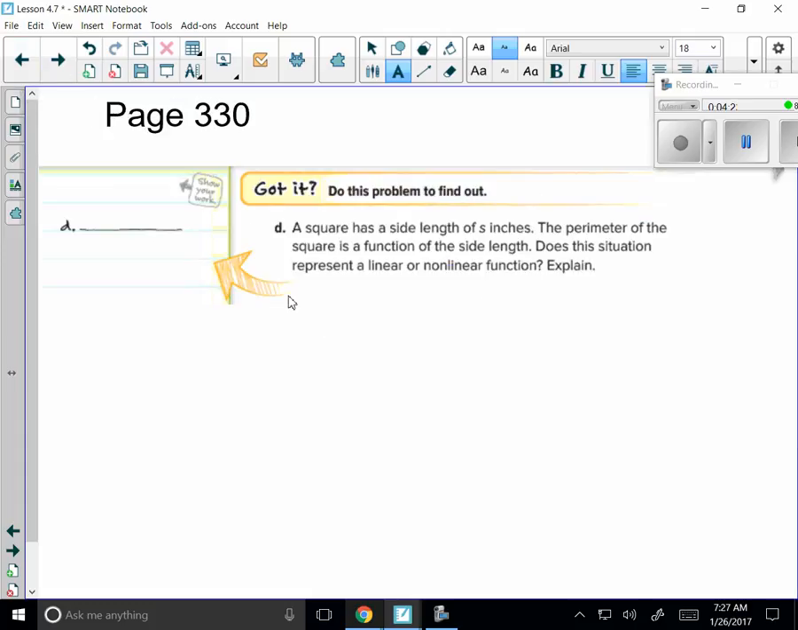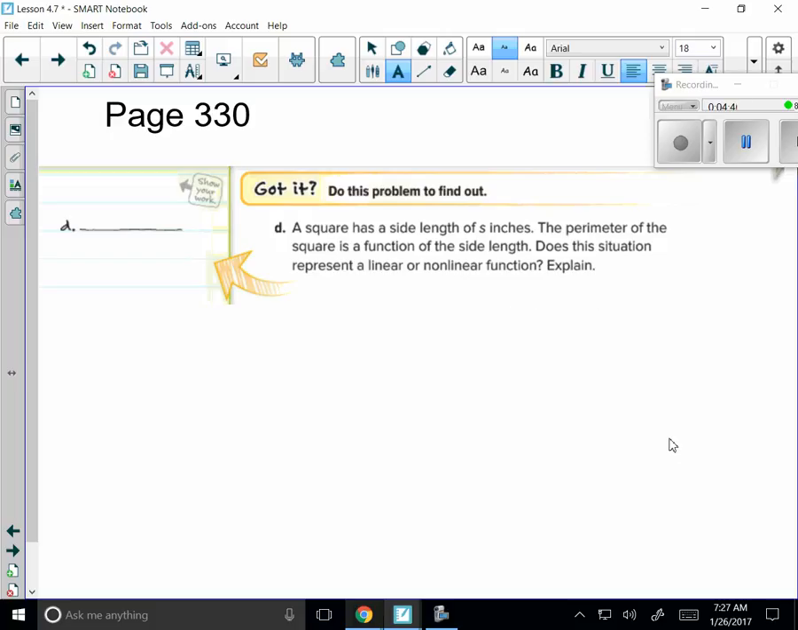All right, now make sure when you get to page 330 that you've at least read through example 4, and that's on page 329. And try it yourself is on page 330. Now it says a square has a side length of s inches. The perimeter of the square is a function of the side length. Does this situation represent a linear or non-linear function?